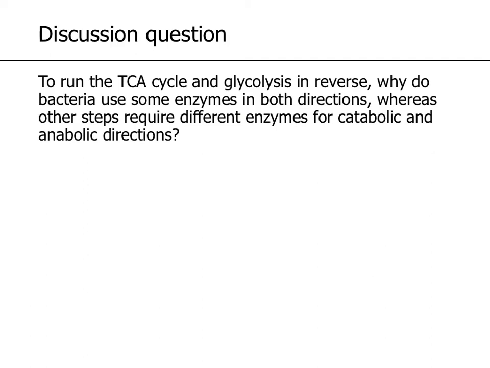All right, so just one question for discussion. We've been talking about running some of these cycles in reverse, right? The TCA cycle and glycolysis. So why do bacteria use some enzymes in both directions, whereas other steps require different enzymes for the catabolic versus the anabolic direction? Not only why do they, but why can they actually use these enzymes in both directions? So think about it for a minute, and then you can share your answers. You can discuss with your neighbors.